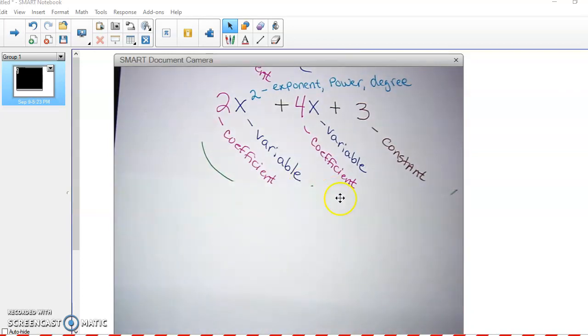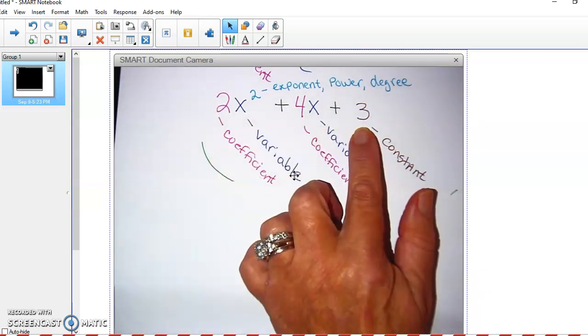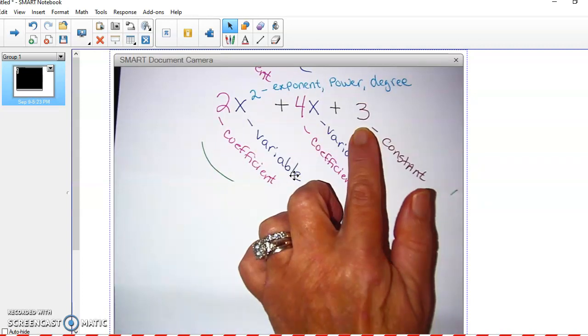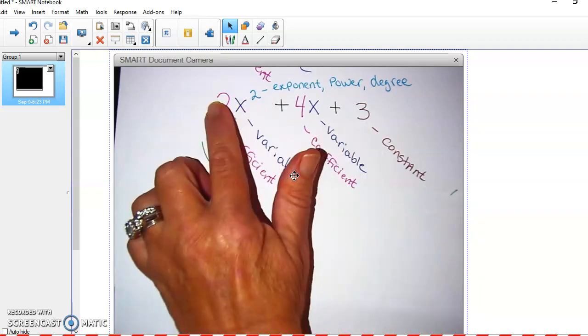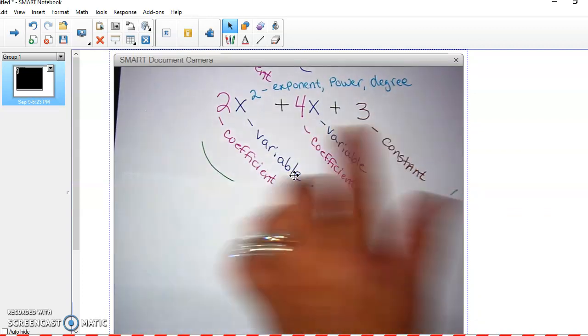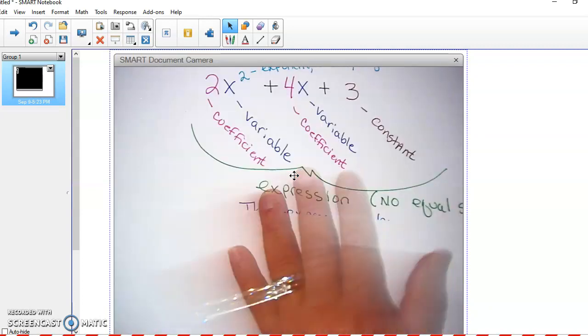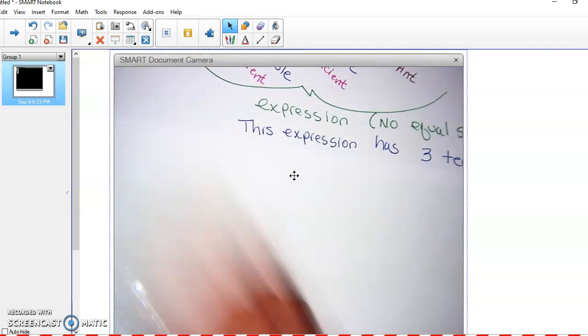So when you hear me talking about math or teaching it, I will be using this vocabulary, and it's important that you know it. Okay, if you look at this whole thing, it is an expression, and the reason it's an expression, and you told me this before, is because it does not have an equal sign. And to tell me how many terms it has, this is one term, this is the second term, and this is the third term. So this expression has 3 terms. Okay, so I said it's an expression because there's no equal sign.